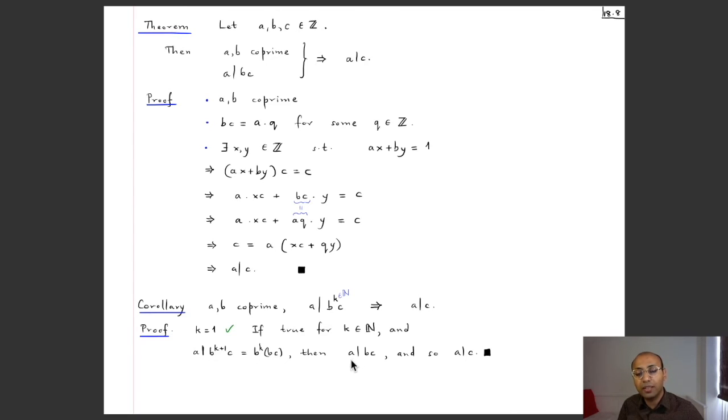So we conclude by the induction hypothesis that A divides BC, but now A and B are coprime and A divides BC, and hence by this theorem we must have that A divides C. So also in this case we have that A divides C. So by the principle of induction, then we know that this is true for every natural number k. So we have got this corollary as well.